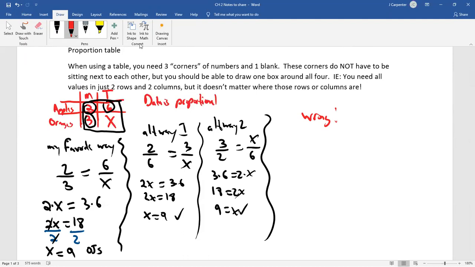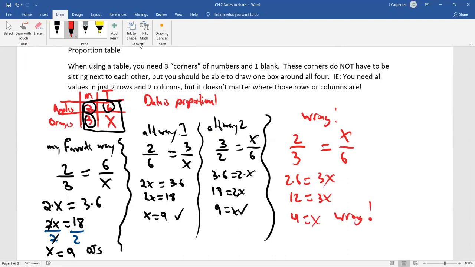What if I wasn't consistent? So again, you got to go top over bottom, or left over right, or bottom over top. What if I do 2 over 3 for the left side? So I'm going top over bottom. But then on the right side, I go bottom over top. I go x over 6. If you cross multiply this, you'll get 2 times 6 equals 3x, which is 12 equals 3x. Dividing both sides by 3 gives you 4 equals x. And this is wrong. It is definitely not 4 oranges.